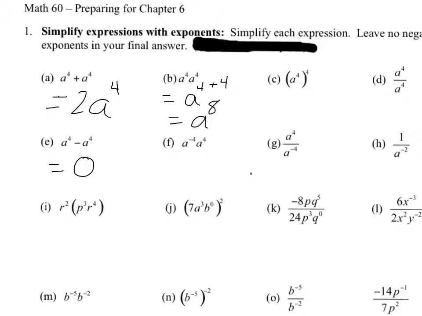But a to the fourth over a to the negative fourth. A negative in the exponent means you are to take the reciprocal.